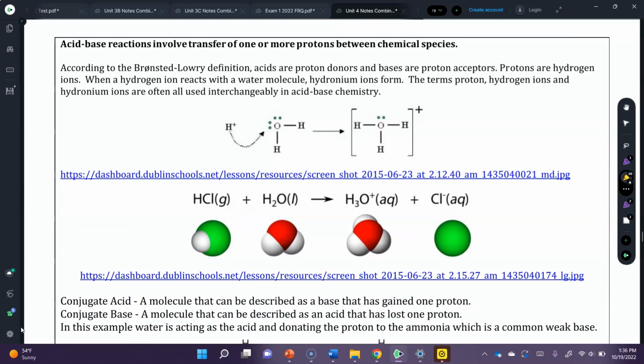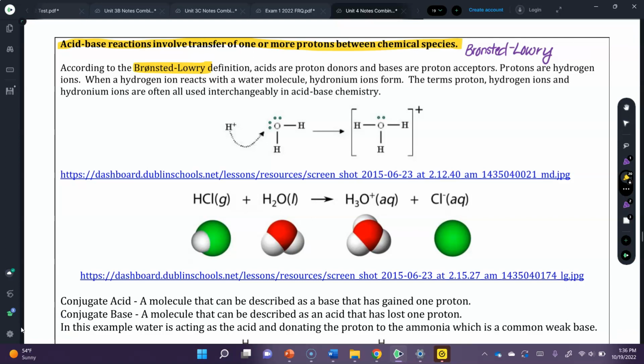Acid-base reactions involve the transfer of one or more protons between chemical species. This is our Bronsted-Lowry definition. If you're looking in the textbook, you'll see those. According to the Bronsted-Lowry definition, acids are proton donors and bases are proton acceptors.